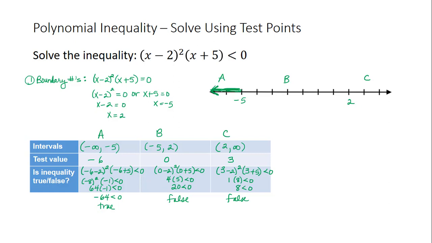We have to think about what happens at the end point, because the end point is where it equals 0, but we want to be strictly less than 0. We cannot include negative 5, so we'll put a parenthesis on negative 5. So the solution of this inequality is negative infinity to negative 5.